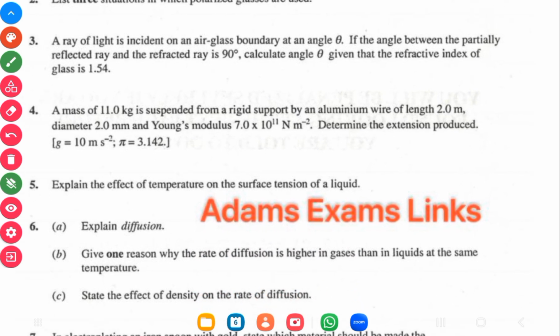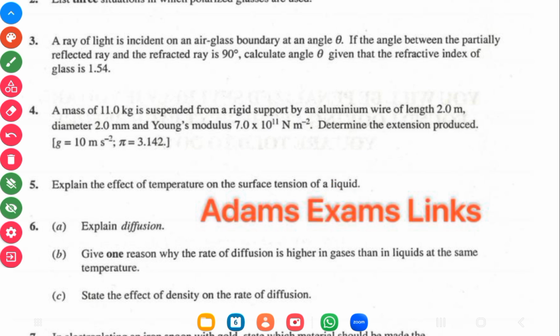Then question 4: a mass of 11 kilograms is suspended from a rigid support by an aluminium wire of length 2 meters. If you've been following my channel, I've always mentioned this topic as well, properties of matter, which has to do with the calculation of Young modulus. Question 5 here has to do with temperature. Explain the effect of temperature on the surface of a liquid.